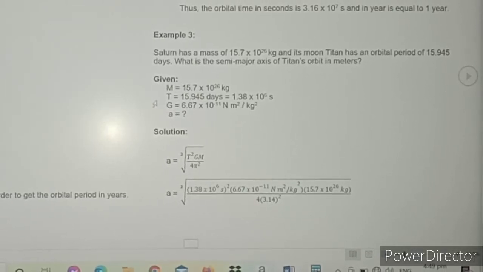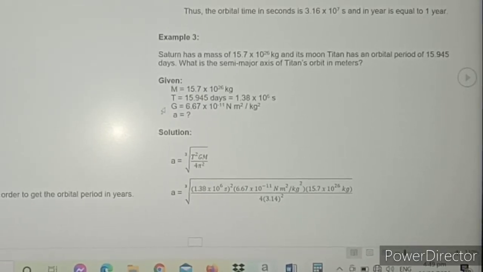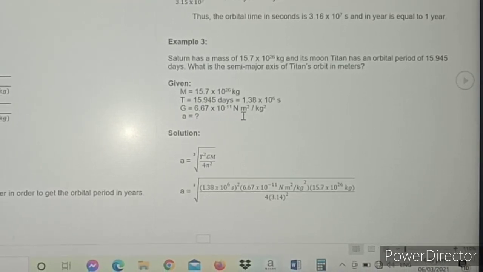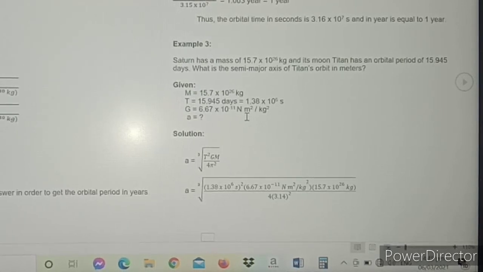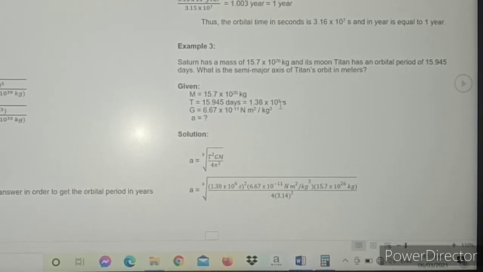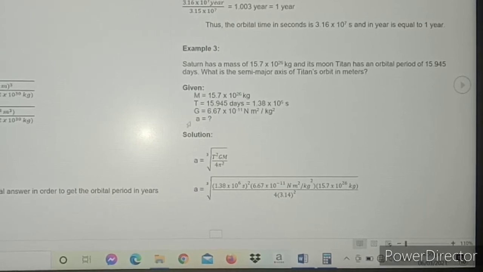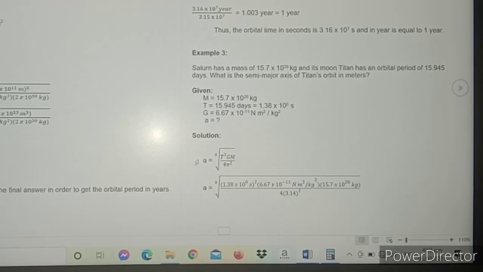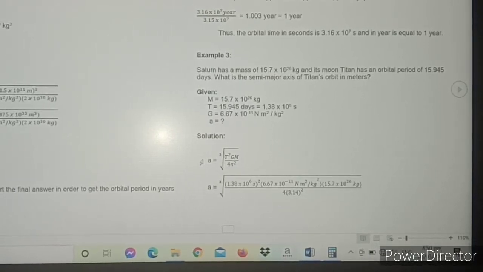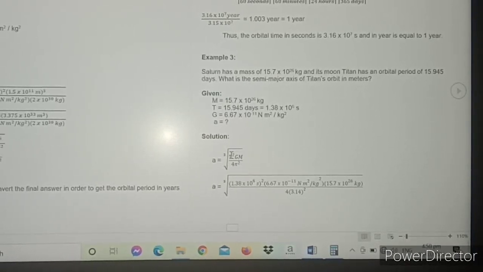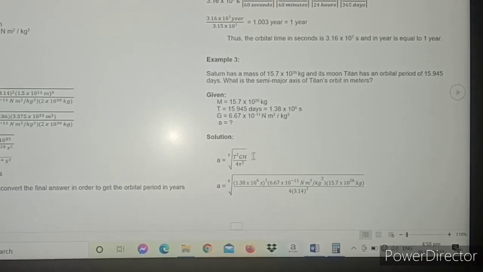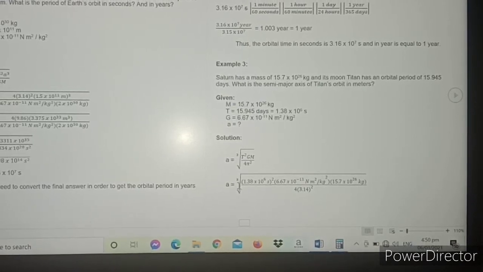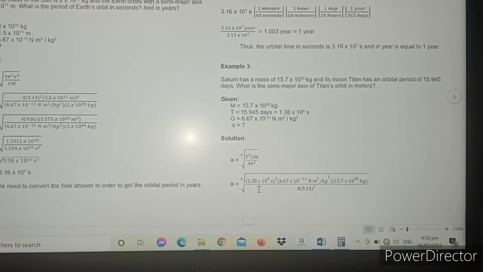And then, the same lang po dun sa universal gravitational constant natin, which is 6.67 times 10 raised to negative 11 Newton meter squared over kilogram squared. And then, the missing term is the orbital radius or the semi-major axis. So, the formula to be used is A is equal to the cube root of T squared times G times M over 4 pi squared. And then, we're just going to substitute the given values for the terms.